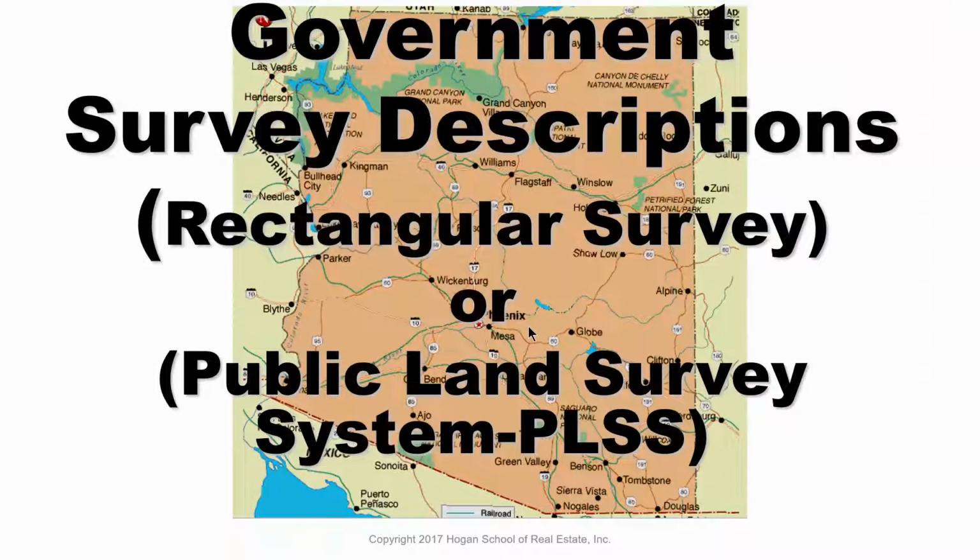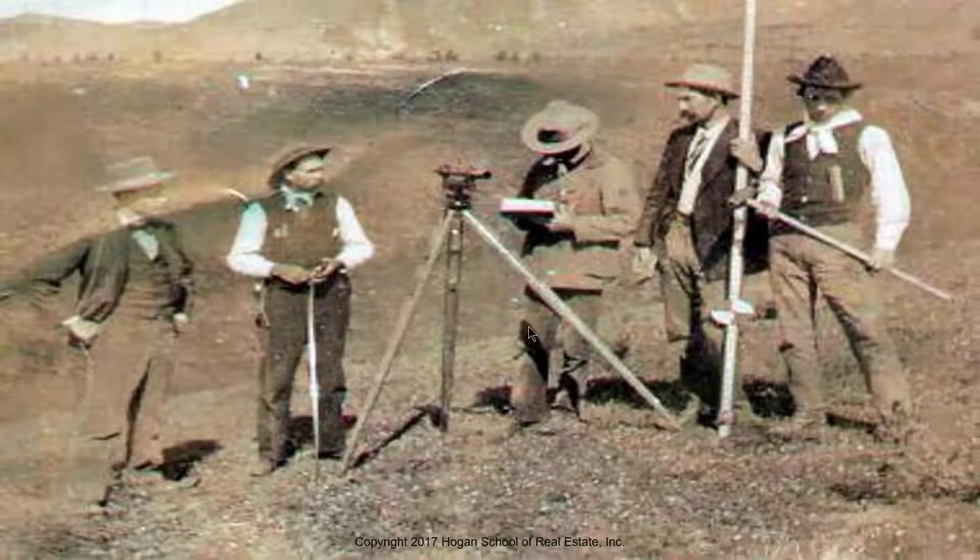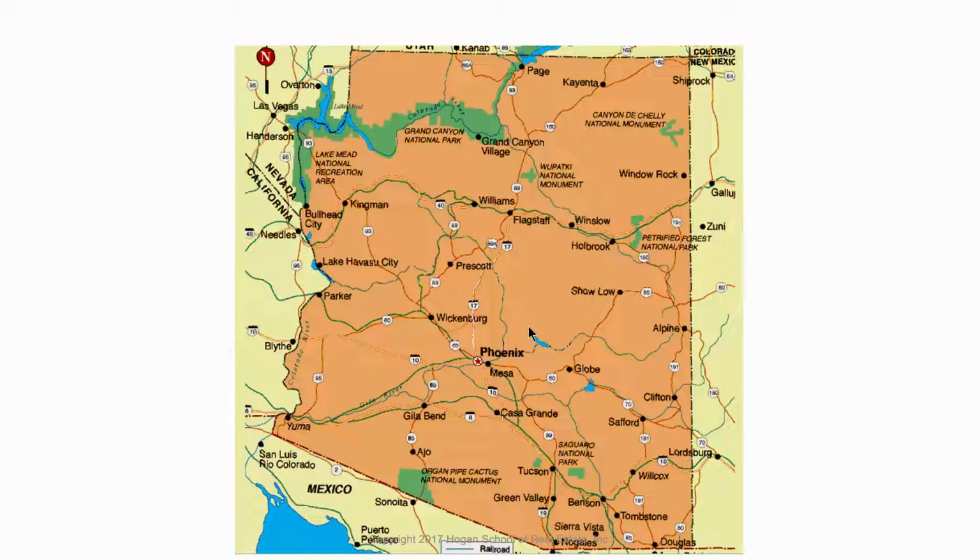The third one, and the one we're going to spend the most time on here today, is the government survey description, also called rectangular survey, or the Public Land Survey System, or PLSS. You can imagine when Arizona was rather young, the surveyors were wandering around the deserts and the hills of Arizona looking for a place to start, a point of beginning. They came to the intersection of the Gila and the Salt Rivers right outside of Phoenix, and decided that's a good place to start.